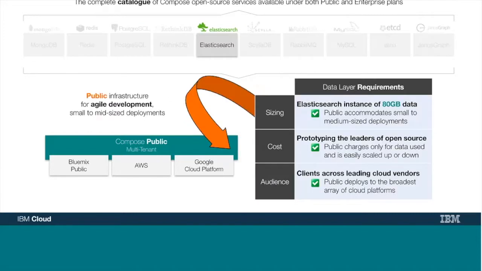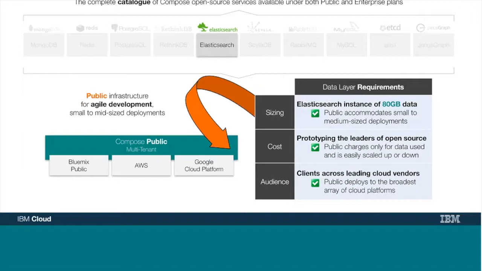So the complete catalog of Compose open source services is available under both public and enterprise plans. Once you sign up for Bluemix, you have access to all of these Compose databases. You can begin using any of them. If you choose Compose Enterprise, then additionally you can choose any of these databases within your own cluster on Compose Enterprise. So it gives you a lot of agility to move between that multi-tenant world and your own private cluster.